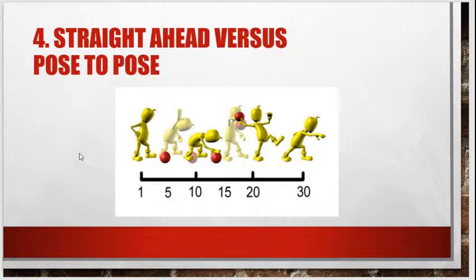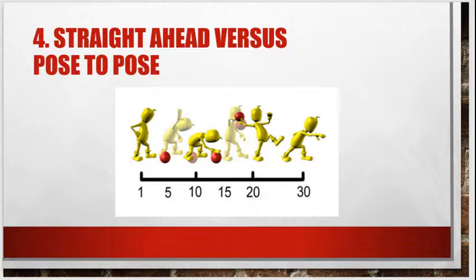Straight ahead, every frame is different. It is abstract, not following any pose. In pose to pose, there is a pose in the beginning and the end, and the in-betweens follow those poses. So that's what straight ahead and pose to pose is.